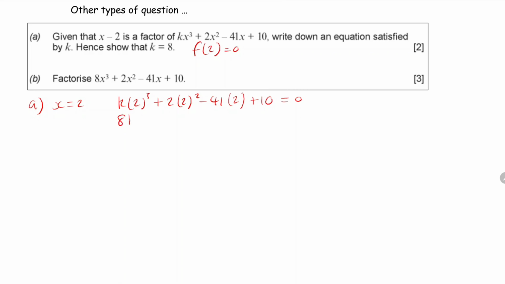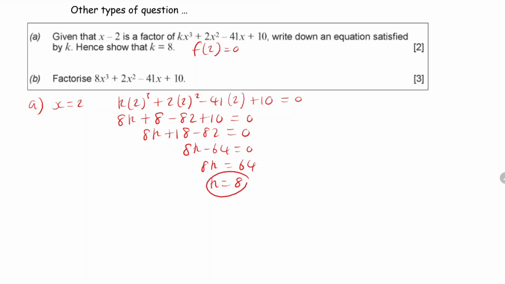So this will give us 8k plus 2 times 2 squared, which is plus 8, minus 82 plus 10 equals 0. 8 plus 10 gives us 18, so 8k plus 18 minus 82 equals 0. That gives us 8k minus 64 equals 0. So 8k equals 64 and k equals 8.